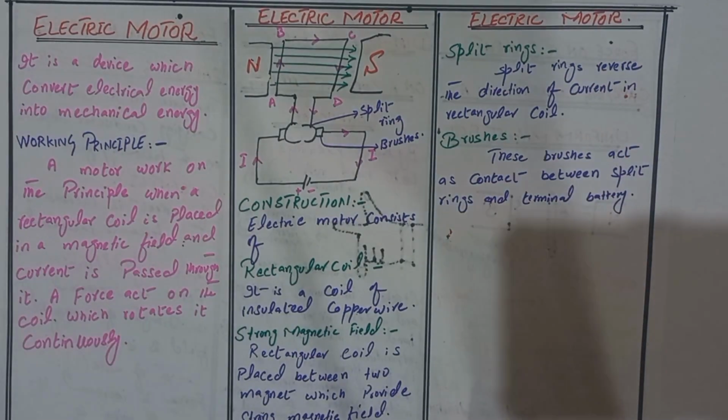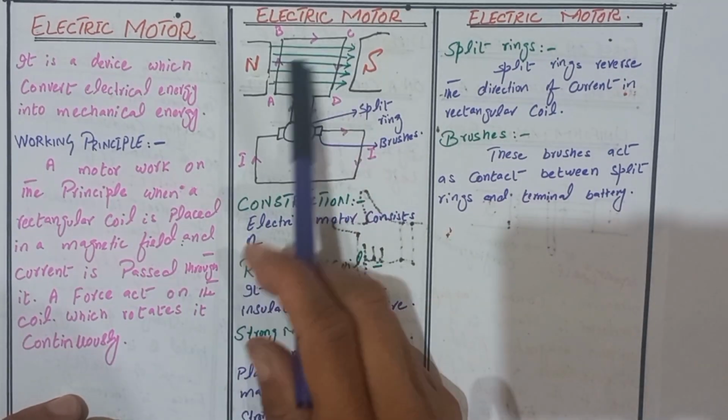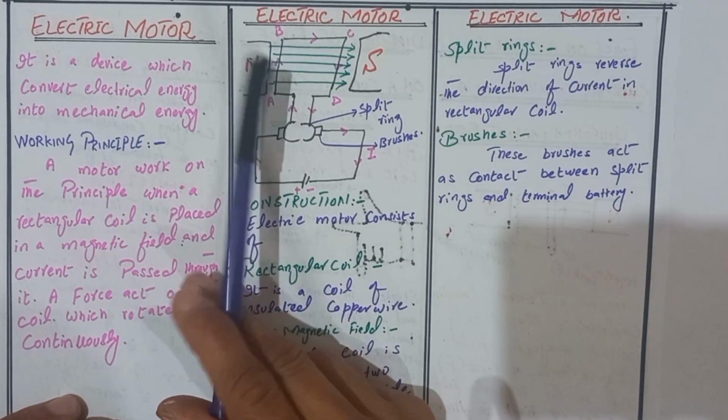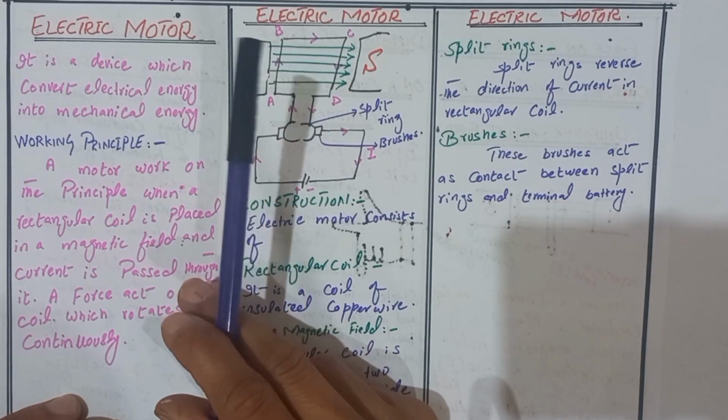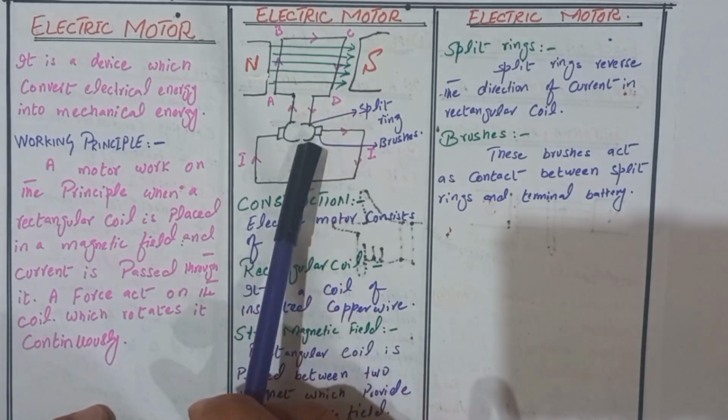Now we discuss the working of the electric motor. How does the electric motor work? When it is connected to the battery, current flows through this coil. By Fleming's left hand rule, we find that on this side of the coil, force is acting upward, and on this side of the coil, force is acting downward. Due to this upward and downward force, a couple is produced which rotates the coil continuously. So here we write about how the electric motor works.